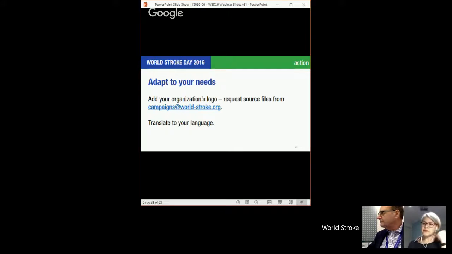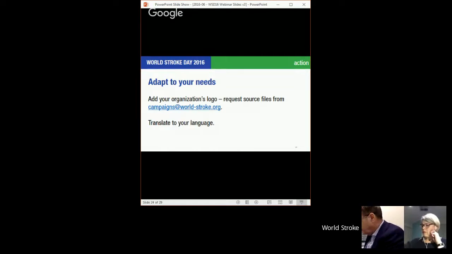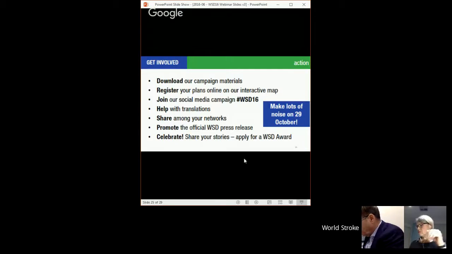So you'll be able to add your organisation's logo to our files, which can be requested from the campaigns@worldstroke.org email address, and you can also translate the existing materials into your own language. So please email us if you're interested in adding to the materials. Otherwise, you're welcome to use them exactly as they are. So we really encourage you to use these materials as much as possible so that we're all united in one voice for stroke. So what are the next steps from here?